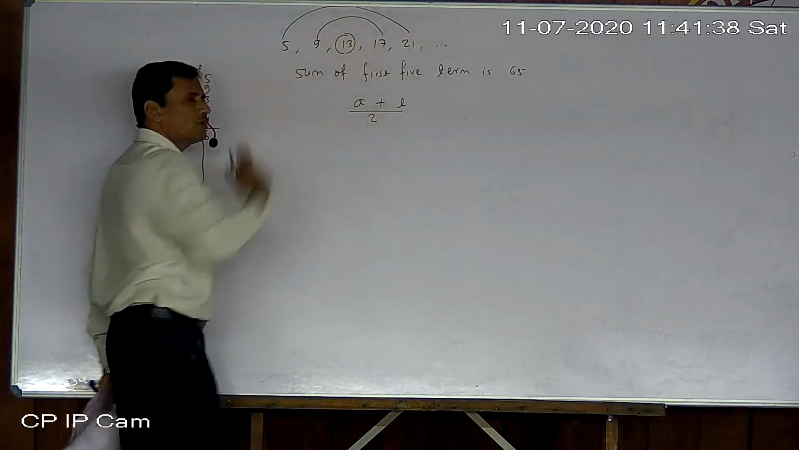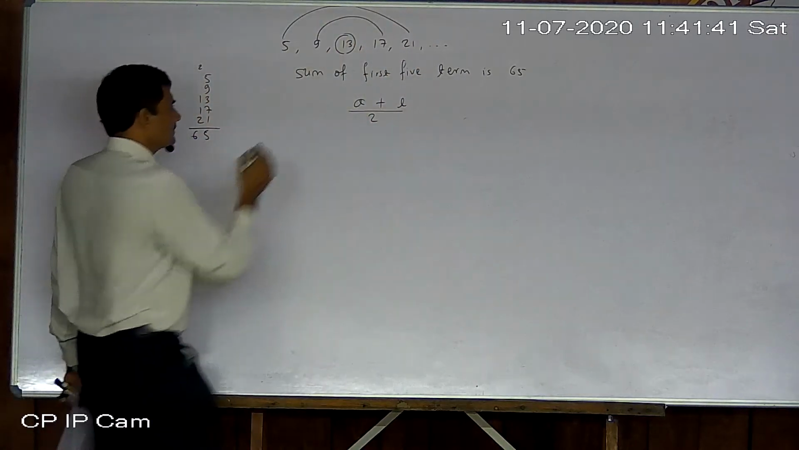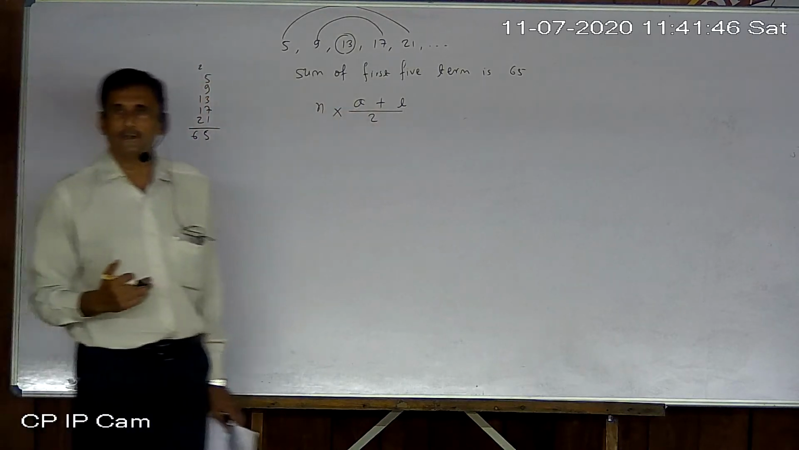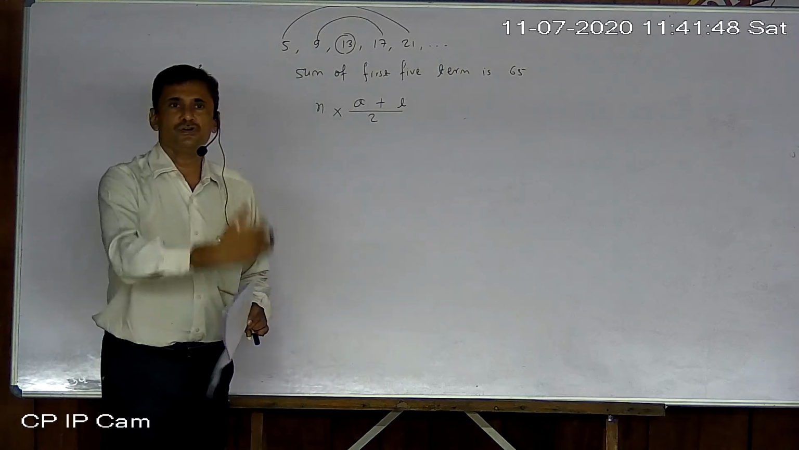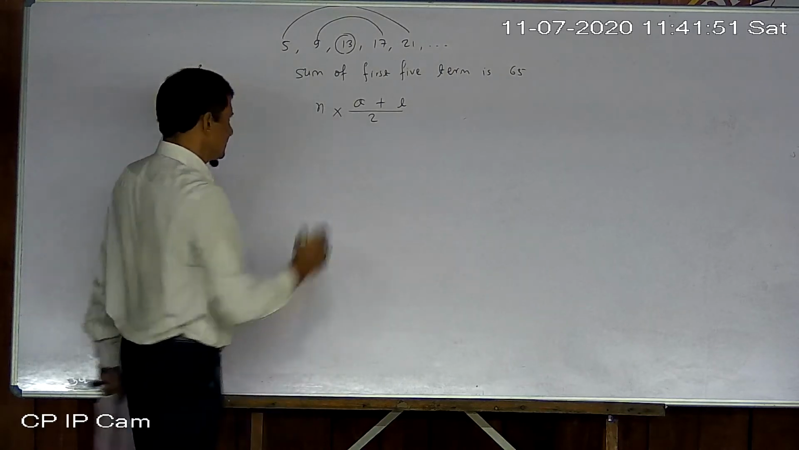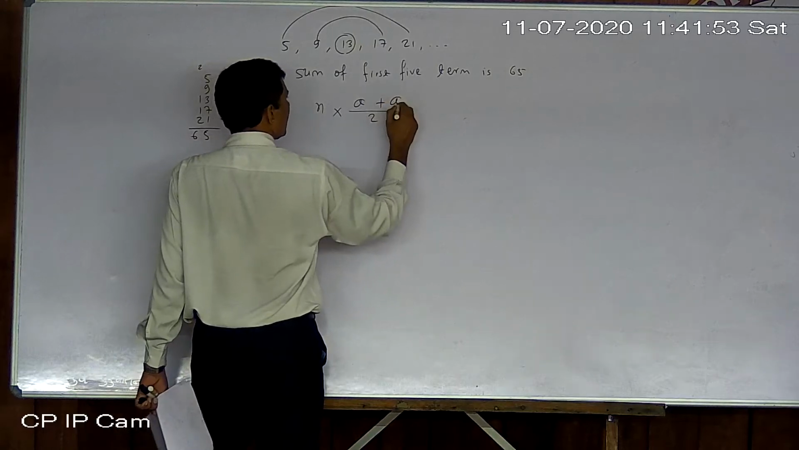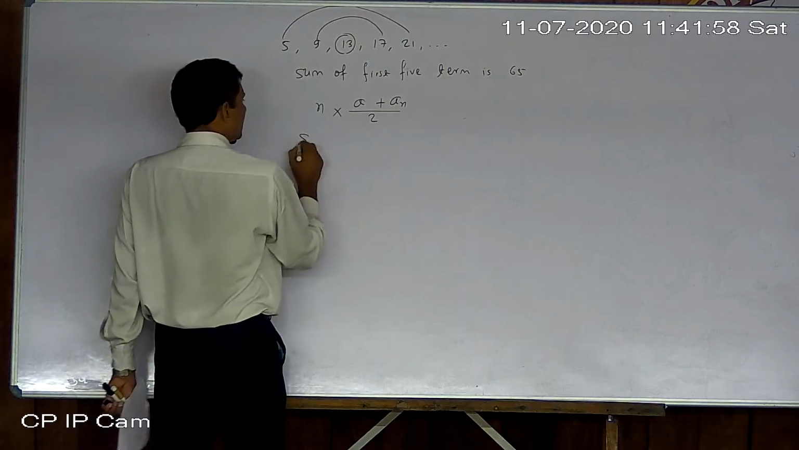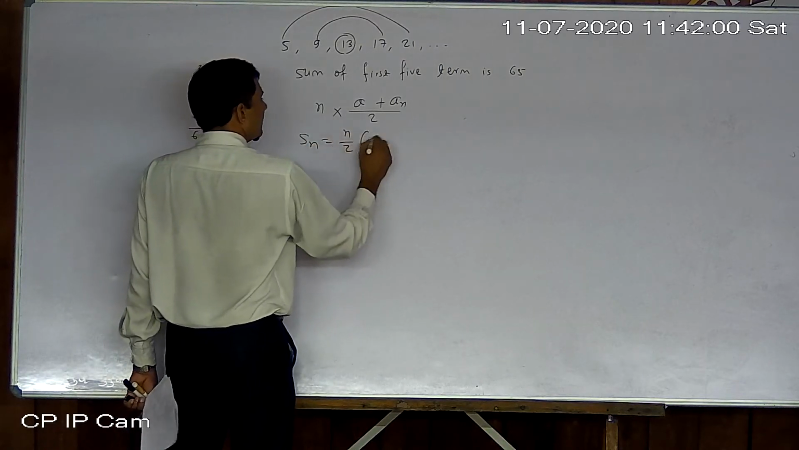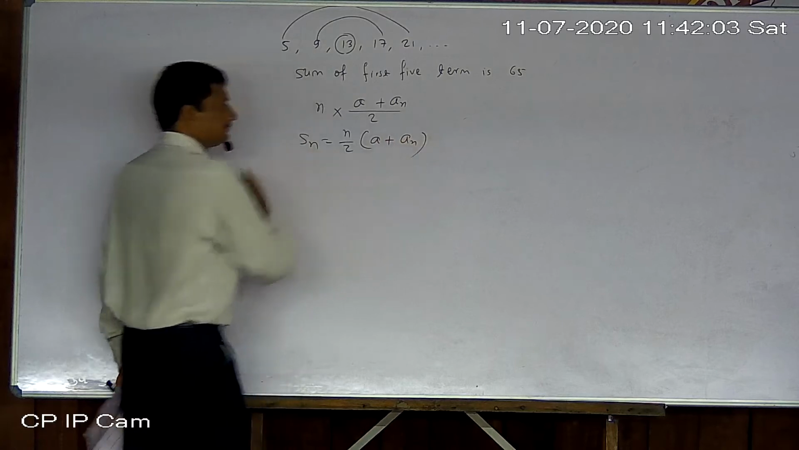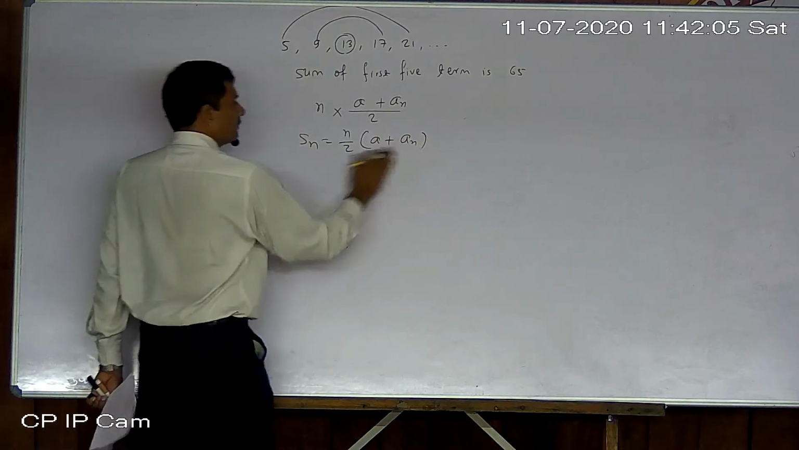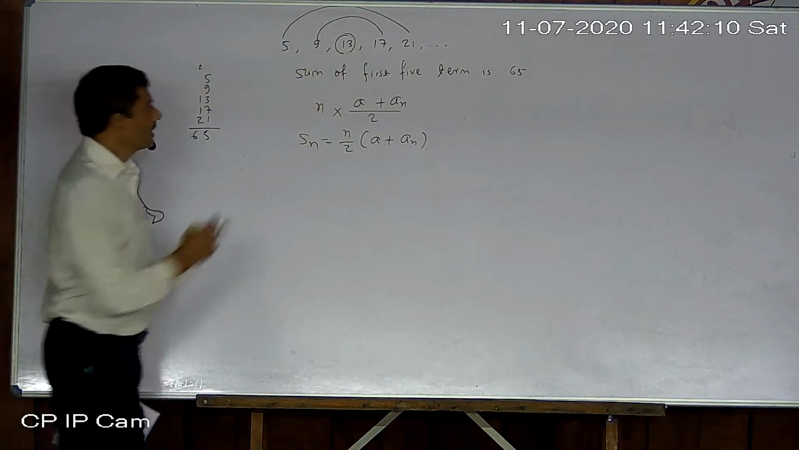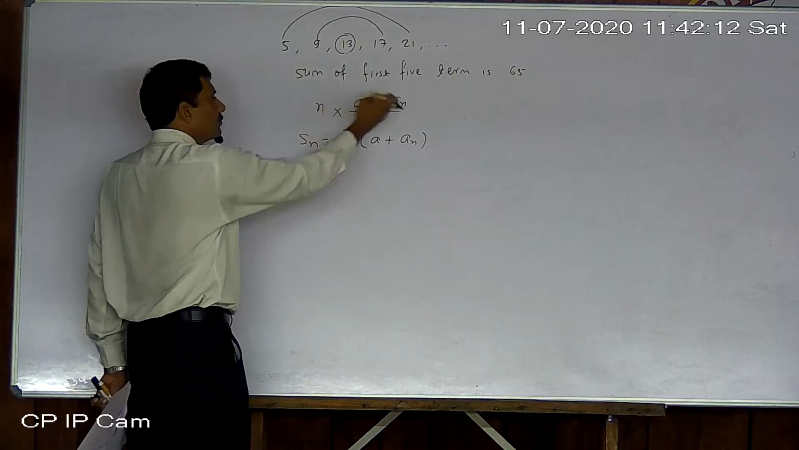Okay, now you know 13 is the average, we got 65. So average into number of terms. So can I say this is the formula of finding the sum of the first particular terms. First particular terms means, suppose there are n terms, then I can say the sum of n terms is nothing but n by 2 into a plus an. Okay, so that is one formula. Just by giving an example only, I derived it. Average into number. But how to find average?